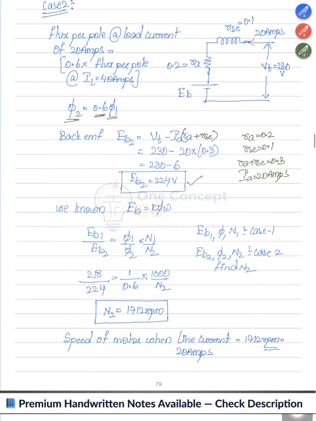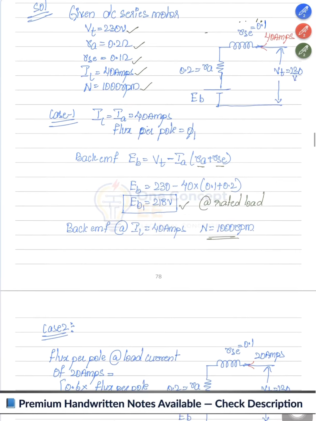We already know the basic formula Eb equal to K into phi into omega. Here Eb1 is the back EMF under rated condition, Eb2 is the back EMF when the load current is 20 amps. Phi 1 is the flux under rated condition, phi 2 is the flux when the motor is drawing an armature current of 20 amps. Speed N1, the speed of the machine under rated condition, is 1000 rpm. We need to find N2. By substituting the above values, I found the speed of the motor when drawing an armature current of 20 amps will be 1712 rpm.